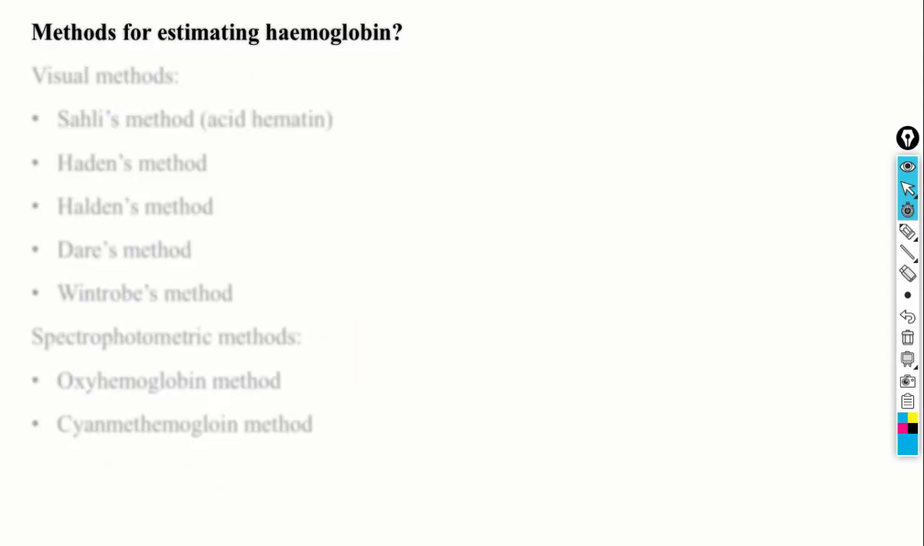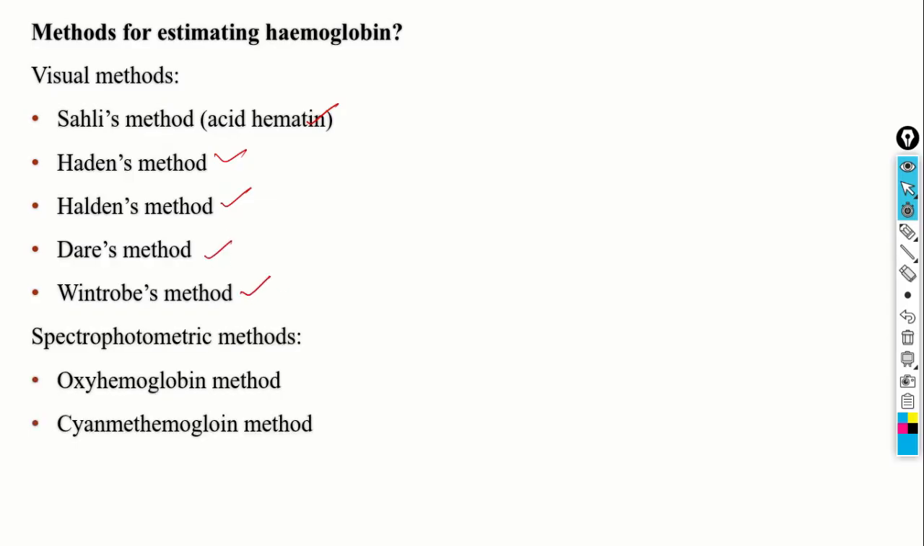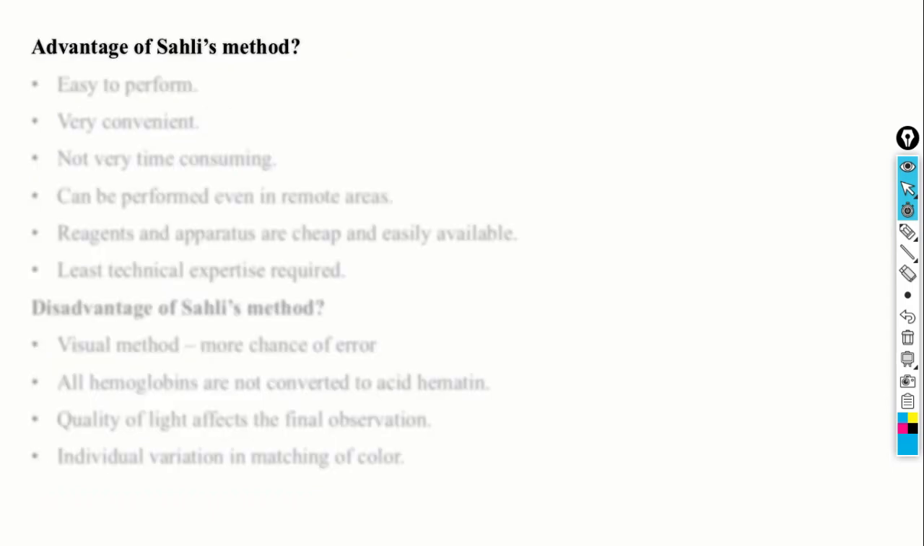And the methods for estimating hemoglobin: obviously in the practical you will be using Sahli's hemoglobinometer, but other methods are also there, like the acid hematin method you follow as the usual practical. Other visual methods are Haden's method, Haldane's method, Dare's method, and Wintrobe's method. And we do have spectrophotometric methods like the oxyhemoglobin method and the cyanmethemoglobin method. If they ask which is the most accurate method, the answer is the cyanmethemoglobin method.